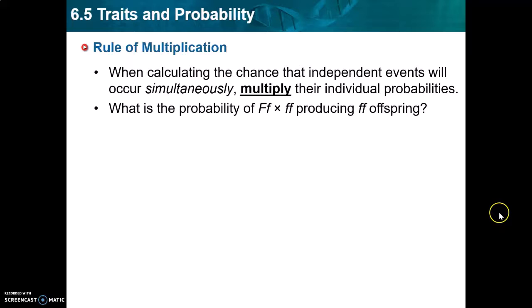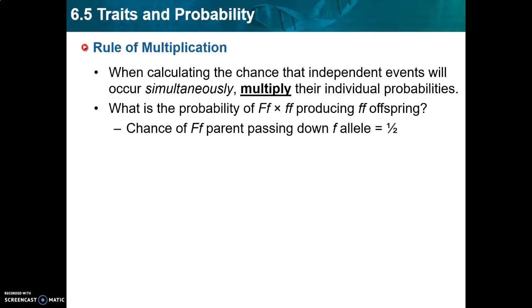So let's look at a simple example, one that you can probably do off the top of your head, and that is a cross between a heterozygous purple flowered plant and a homozygous recessive white flowered plant. We want to know what is the probability of producing homozygous recessive offspring. Now, you would normally just make a really simple Punnett square for this, and you can figure it out very quickly from that. But we're going to use this simple example to show you how the rule of multiplication works so that you can then use it to apply to more complex calculations.